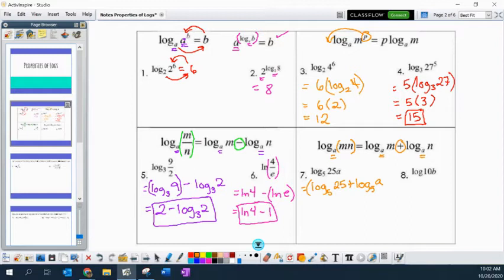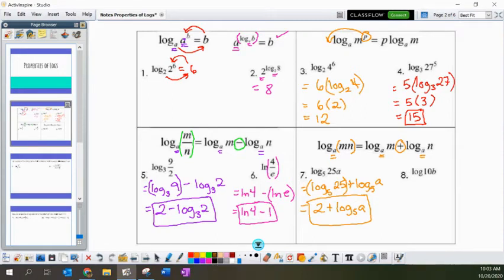Now we can simplify that further because we know what the log base 5 of 25 is. What power do I raise 5 to get 25? That's the second power, plus the log base 5 of a. Final answer.